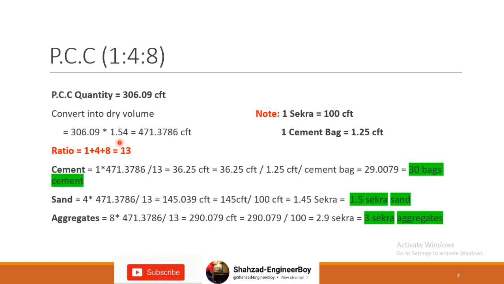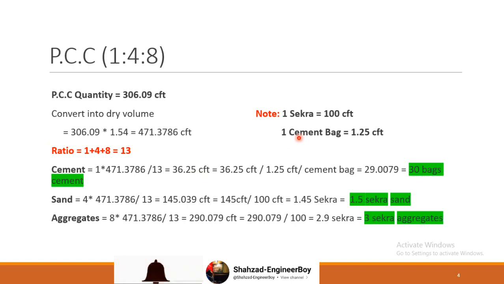Ratio is 1:4:8, the total is 13. Now cement has contributed 1 out of 13. So 1 divided by 13 multiplied by the total quantity. Cement has contributed 1 part, that is 1 divided by total multiplied by total quantity. That will give you 36.25 cubic feet.